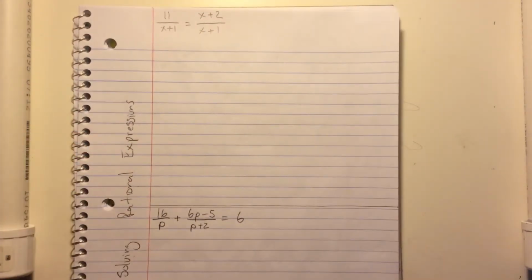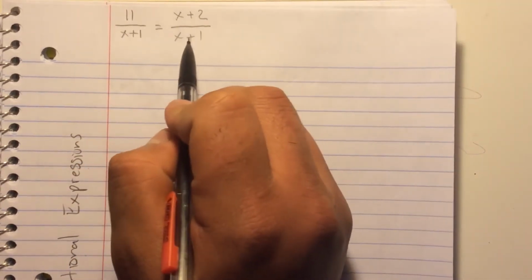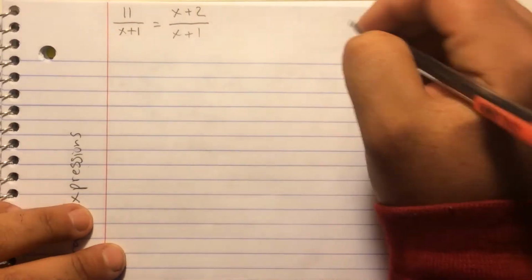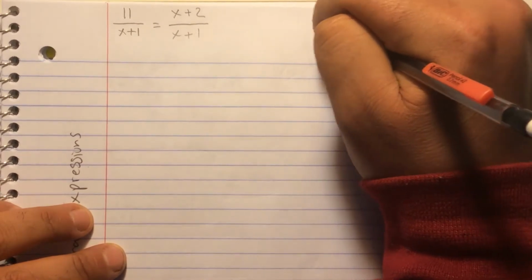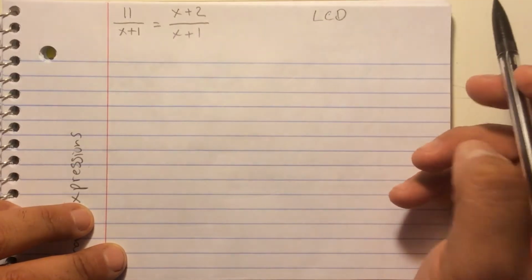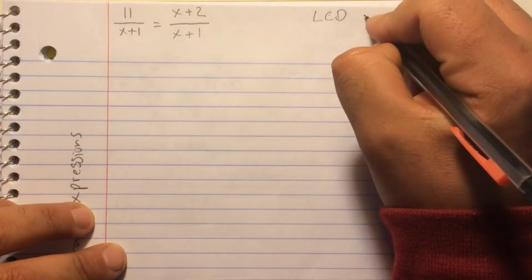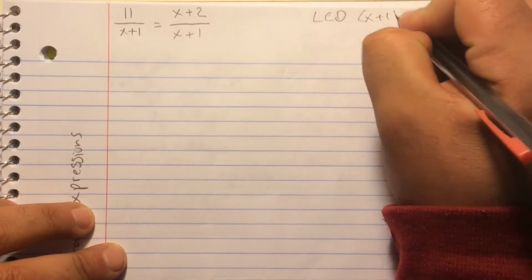Okay, so for the first part of the foldable, I'm going to zoom in a little bit. We have 11 over x plus 1 equal to x plus 2 over x plus 1. Once again, the first thing we're going to do here is find our LCD, which is the lowest common denominator. These both share an x plus 1, so we know our lowest common denominator is x plus 1.